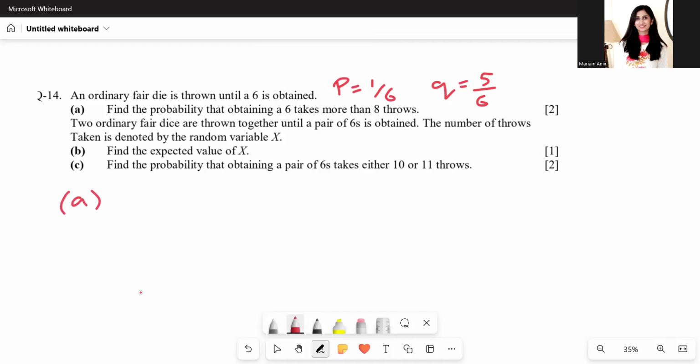So this is geometric progression. Probability x is greater than 8 is q power 8. So 5 by 6 power 8. This is supposed to be an 8. Gives us 0.233.